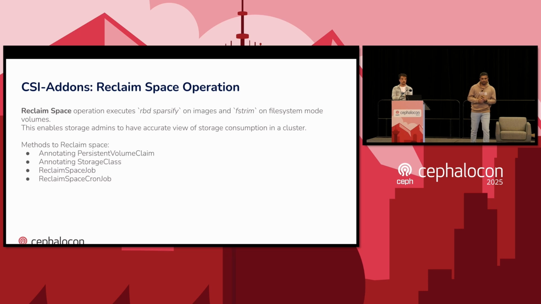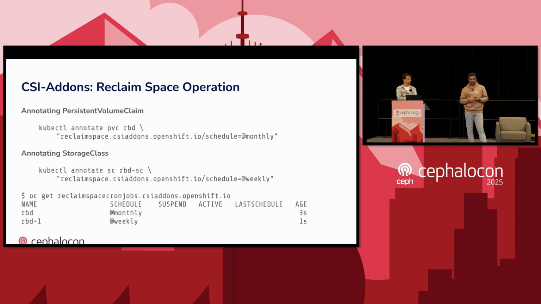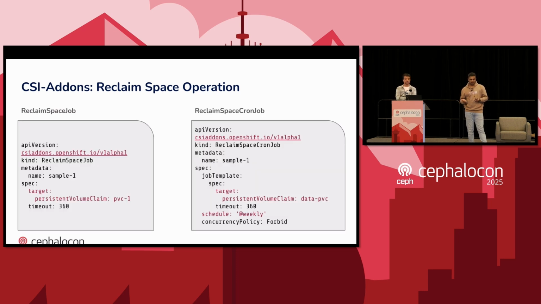Like encryption, we have similar things for reclaim space as well, where we will run fstrim or rbd sparsify on RBD volumes. The methods to reclaim space remain the same, like annotating the PVC or annotating the storage class, which in turn creates a reclaim space job or a cron job.